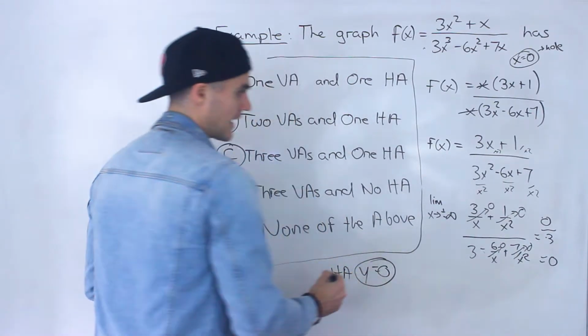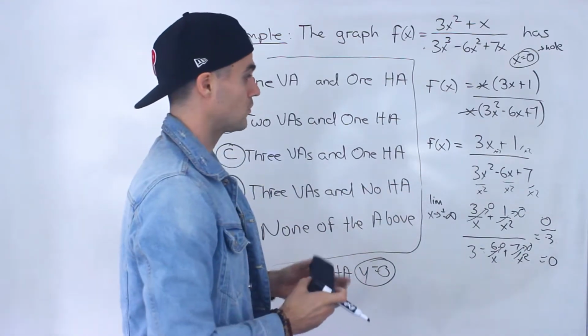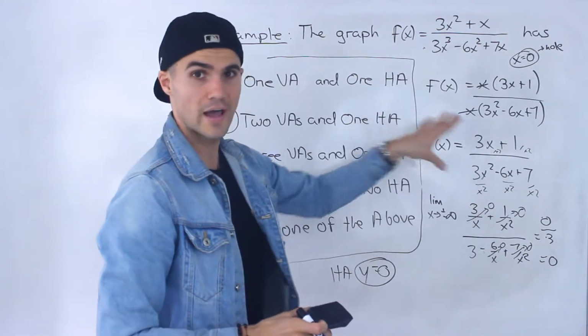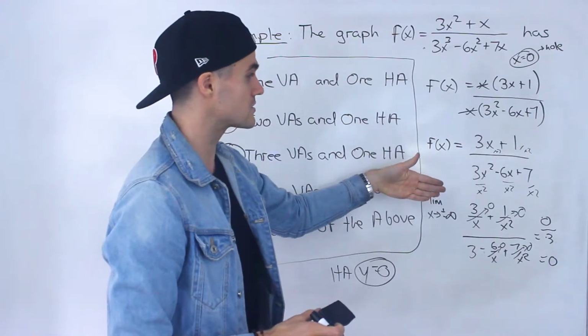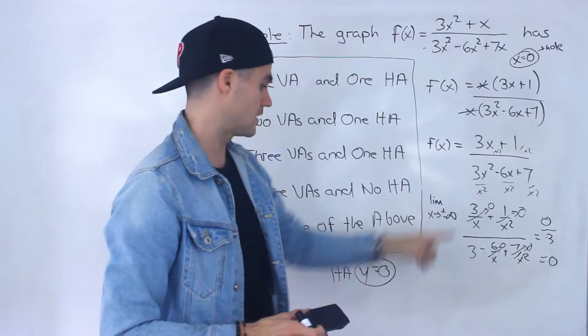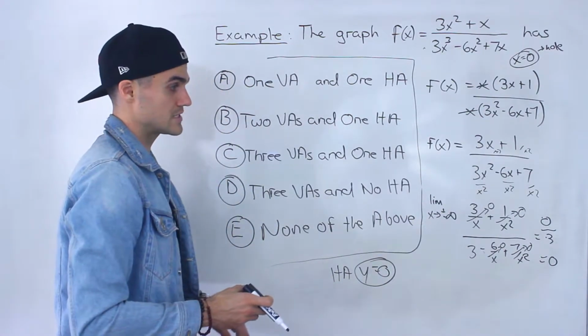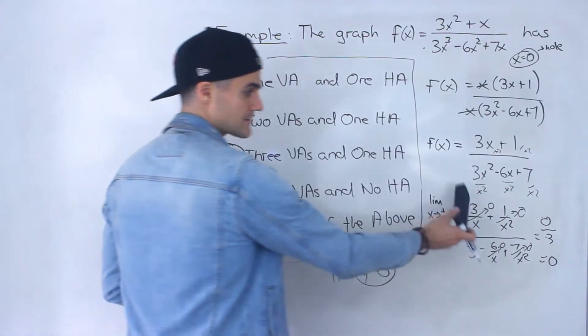Right? And you don't necessarily have to do all of this work here. Hopefully you're pretty comfortable with horizontal asymptotes. I went over this in the lecture videos: if the degree of the numerator is less than the degree of the denominator, then the horizontal asymptote is always going to be at y equals 0. Right? So we didn't necessarily have to do this.